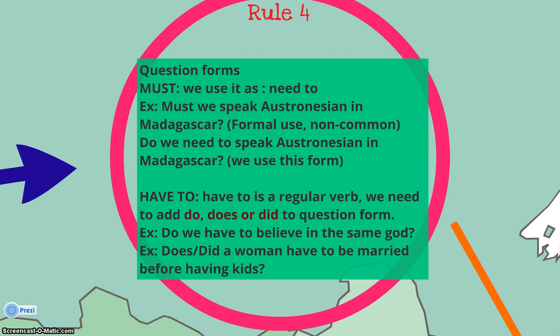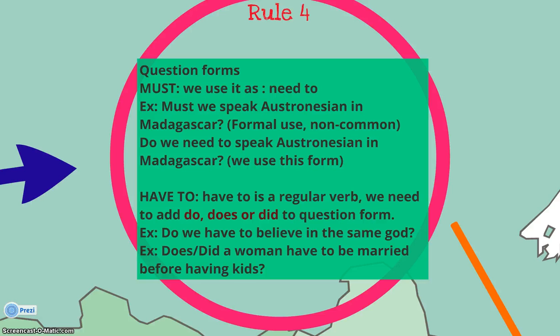Rule number four. Question form. Must, we use it with need to. For example, must we speak Australian in Madagascar? It's not really a common use. It's more of a formal use that we use only in books, but not really in speaking. So we use: do we need to speak Australian in Madagascar? We use this form with need.